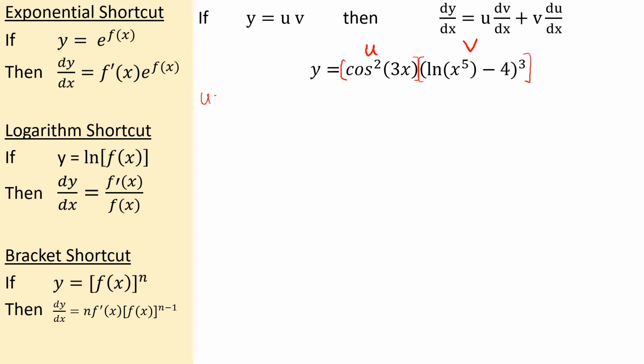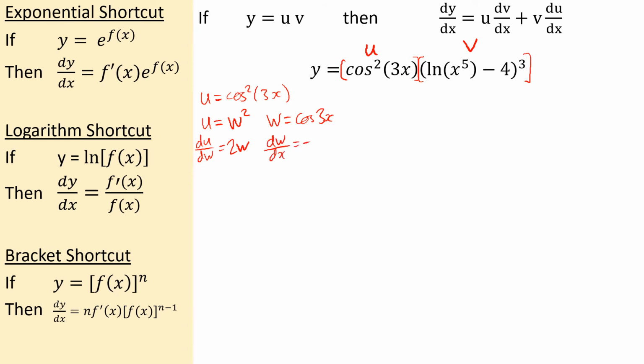So we're saying that u is equal to cos squared of 3x. Now this is not something that we've got a shortcut for, so we're going to have to treat this like one of the old chain rule questions. We're going to have to break it down a little bit more. We're going to have to say that u is equal to w squared, because this is cos 3x all squared, and we're going to say that w is equal therefore to cos of 3x.